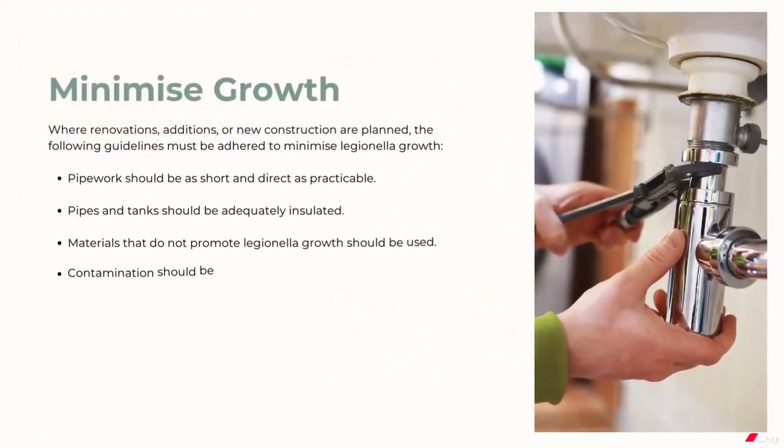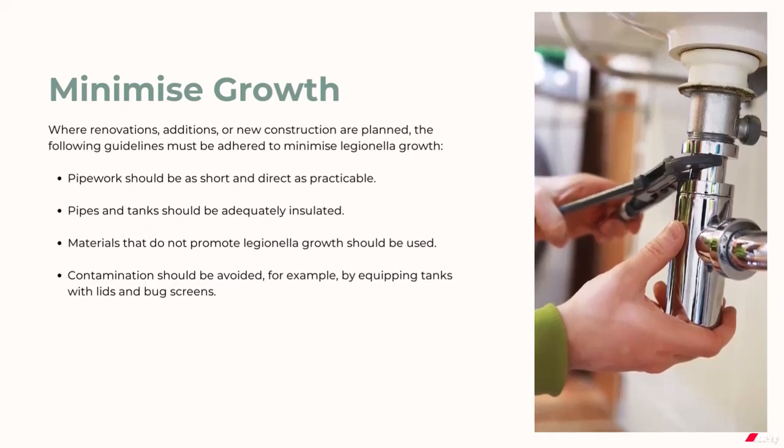Minimize growth. Where renovations, additions, or new construction are planned, the following guidelines must be adhered to minimize Legionella growth. Pipe work should be as short and direct as practicable. Pipes and tanks should be adequately insulated. Materials that do not promote Legionella growth should be used. Contamination should be avoided, for example, by equipping tanks with lids and bug screens.